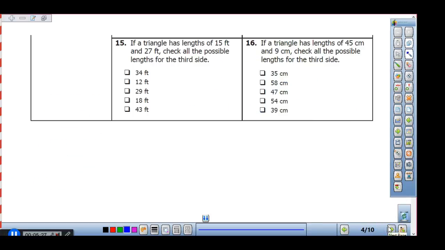Alright. So, this guy, X has to be between what and what? If I've got 15 and 27, subtract them and get 12. Add them and get 42. Alright, so then we're going to check the ones that work. Is 34 in between those two numbers? Yes. Would 12 work? No, because it's got to be greater than 12. Does 29 work? Yes, so that's in between them. Does 18? Yes. Does 43? No.